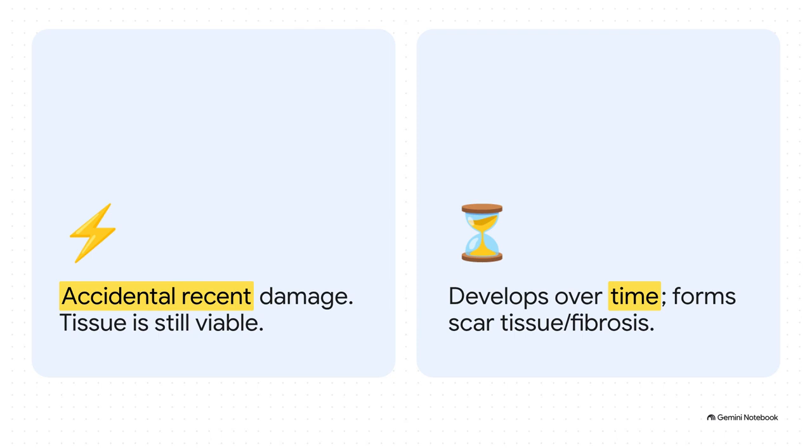Chronic injuries are incredibly important to spot because they almost always demand much more complex surgical effort. The body's attempt to repair itself over a long period usually forms scar tissue, which we call fibrosis. So treating a chronic injury might actually require removing that non-viable tissue entirely or even doing tissue transplants.